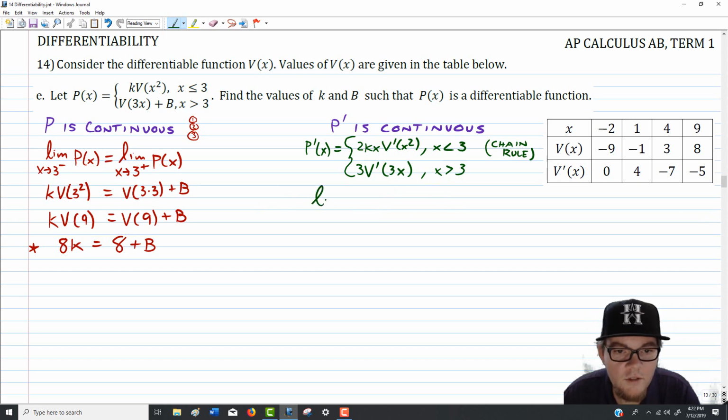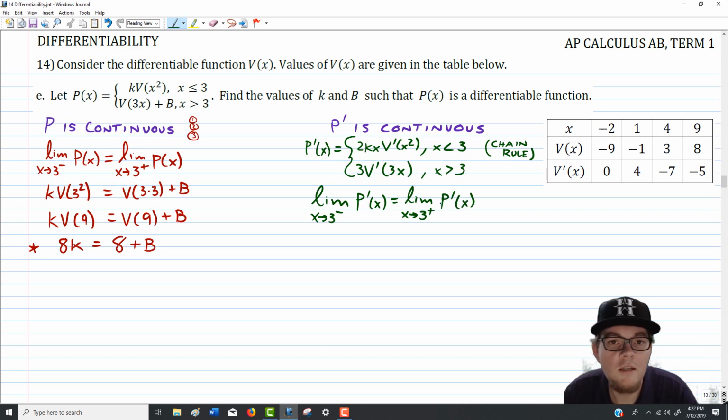Given that, we need to determine the limit as x approaches 3 from the left side of p prime of x, and what it would take to make that equivalent to the limit as x approaches 3 from the right side of p prime of x. In other words, we're checking to make sure that the derivatives, the left-hand and right-hand limits, come together. So we're trying to eliminate any possibility of a sharp turn.